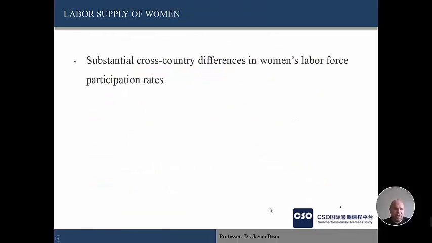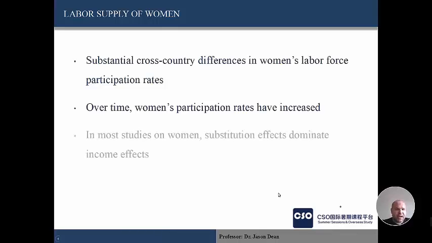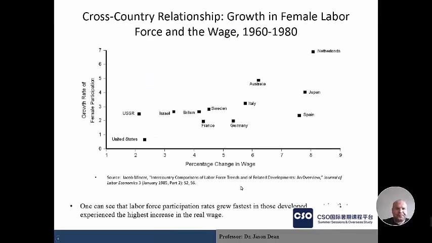Okay, so labor supply of women. There's also been a lot of research done on this. If we look across countries, there's substantial differences in the participation rates of women. However, over time, women's participation rates have increased. And in many studies on the elasticity, it's found that the substitution effects tend to dominate the income effects. So that's the opposite of what we found for men.